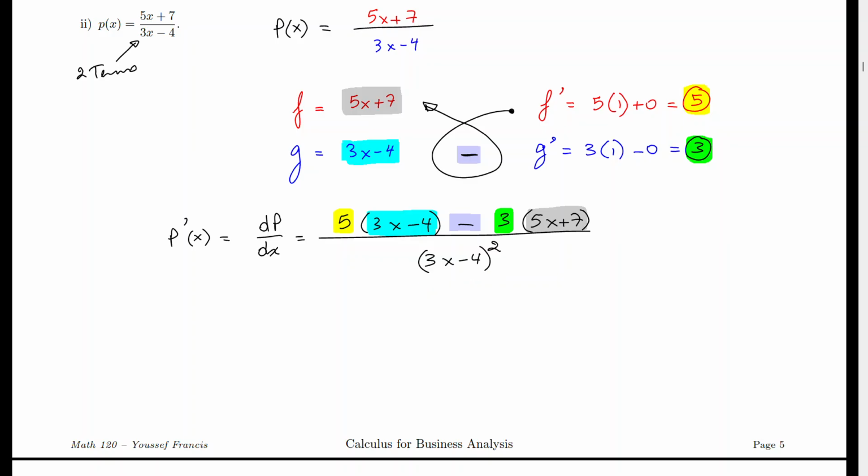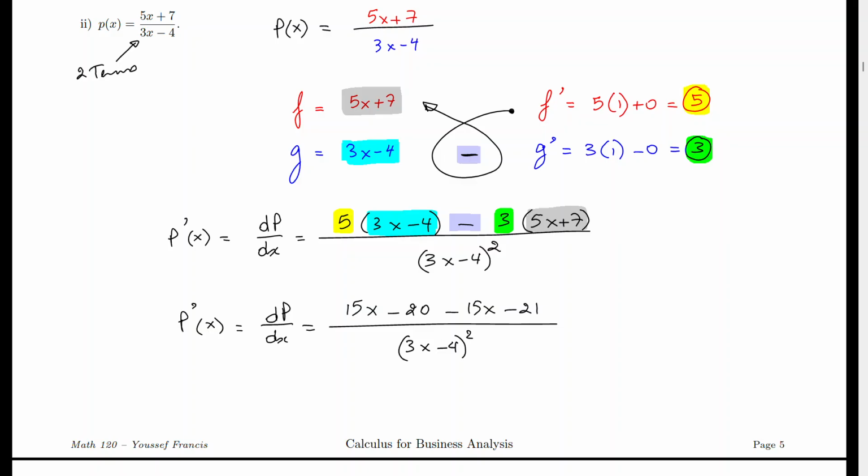So technically this is the answer, but I'm going to spend a little bit of time here to clean it up a little bit. So p prime of x is going to be, in this case, 5 times 3x minus 4. 5 times 3 is going to be 15x. 5 times 4 is going to be negative 20. And then again, negative 3 times 5x is going to be negative 15x. And negative 3 times 7 is going to be negative 21. All divided by that same denominator, 3x minus 4, squared.